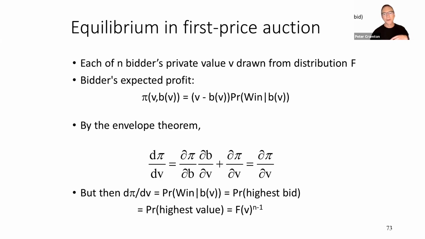But now we're going to impose symmetry, and we all have the same problem. The bid function is going to be the same, and it's going to be increasing, which means that having the highest bid means that you have the highest value. But what's the probability I've got the highest value? Well, we've got n draws from the same distribution F. The probability my value is higher than yours is F of v. The probability it's higher than each of the n minus 1 other bidders is F of v to the n minus 1 by independence. And so now I know that this total derivative is equal to F of v to the n minus 1.